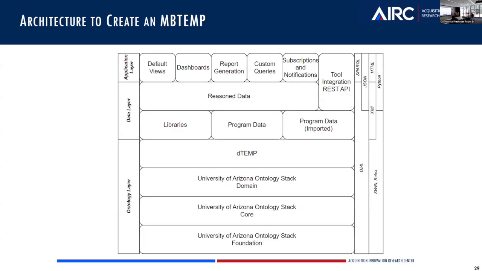Here's how this looks, getting some different views. So again, there's the ontology stack that you have here in the middle. And then you have the data that's also visualized. It's labeled as dtemp here. It's the same thing, really, as mbtemp. We just use it interchangeably, just for awareness.